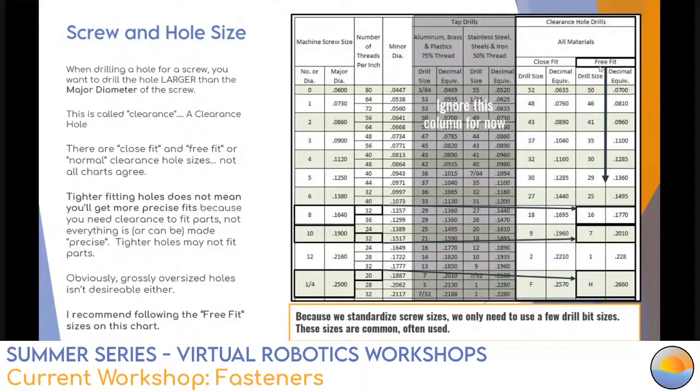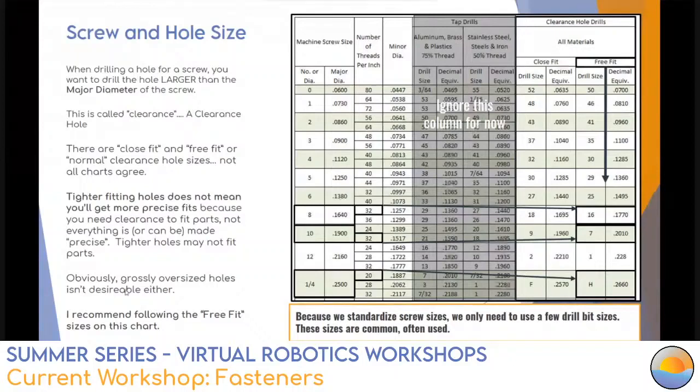You go into SolidWorks and you'll say, I want a precise fit. I'm going to say, and this is my big point here, that a tighter fitting hole does not mean you'll get a more precise fit, because you need that clearance to fit the parts, and not everything is or can be made precise. If you tighten the hole too much, then the parts aren't going to fit. Then you try to assemble your robot, and you're going to end up drilling the hole out anyway, and then you lose the precision that you put into locating that hole.